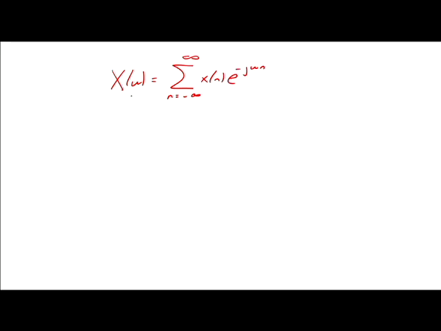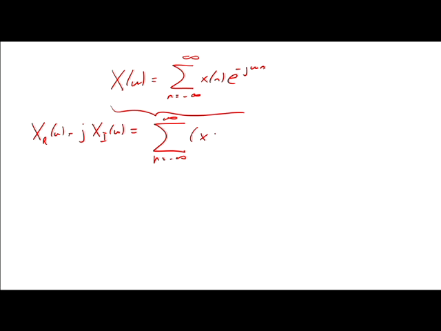Now, what I'm going to do is the following. Replace all these with their real and imaginary components. So now I have xr of omega plus jxi of omega is equal to the summation, and here are the brackets, of xr of n plus jxi of n, e to the minus j omega n.